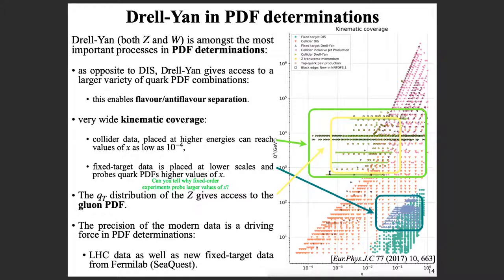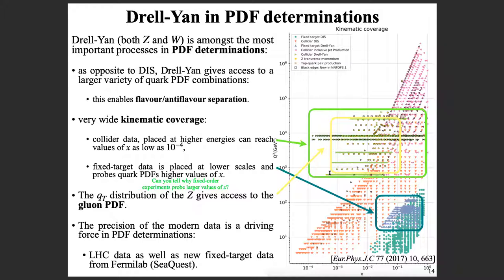Probably one of the most prominent quantities that heavily depend on Drell-Yan is PDFs, collinear PDFs. In fact, this process is amongst the most important processes for PDF determinations. The first is probably DIS. The second is Drell-Yan. Drell-Yan, as opposed to DIS, though, gives access to a larger variety of quark combinations. And in particular, Drell-Yan enables flavor separation. It's something that DIS can do, but only relatively well using charged current DIS. Drell-Yan is very important to achieve the separation between quarks and antiquarks.